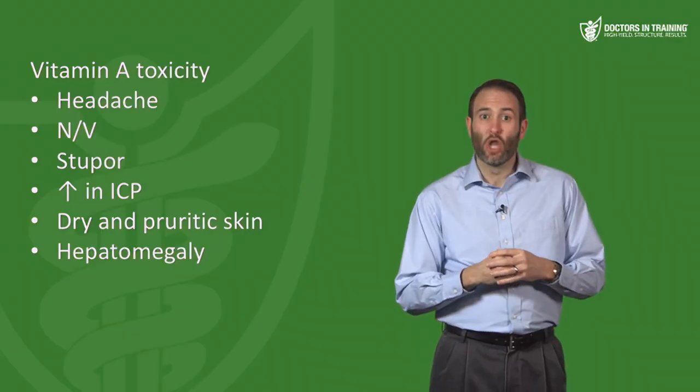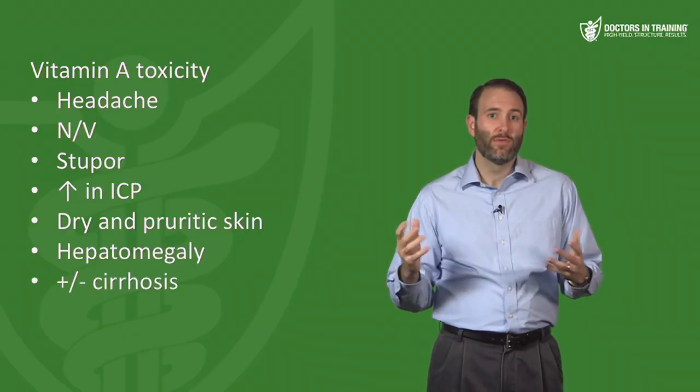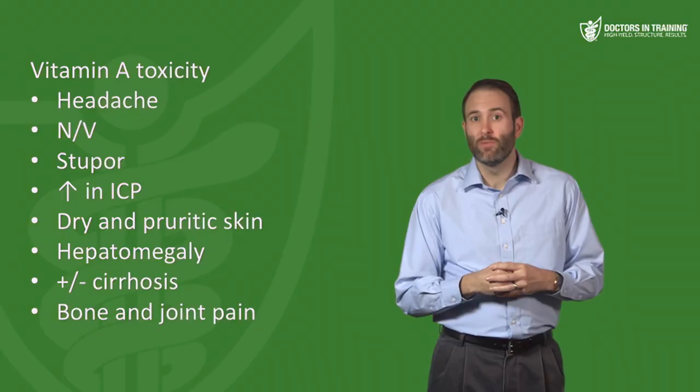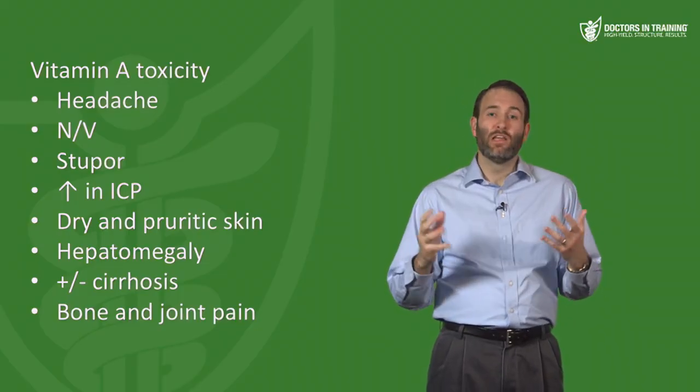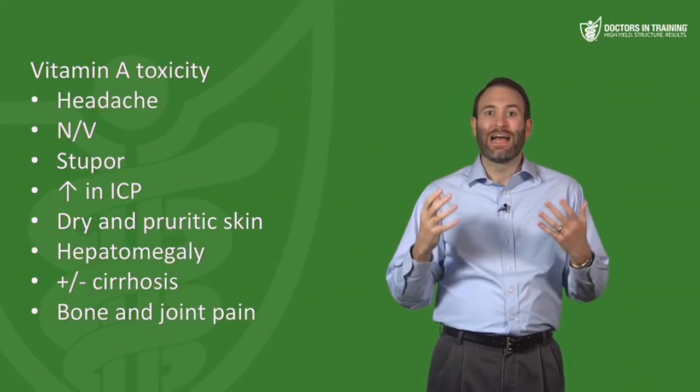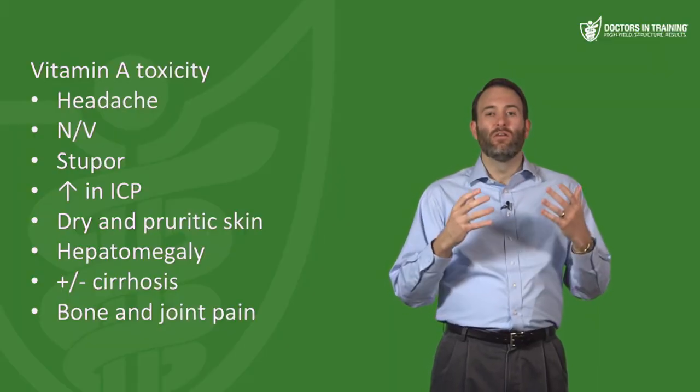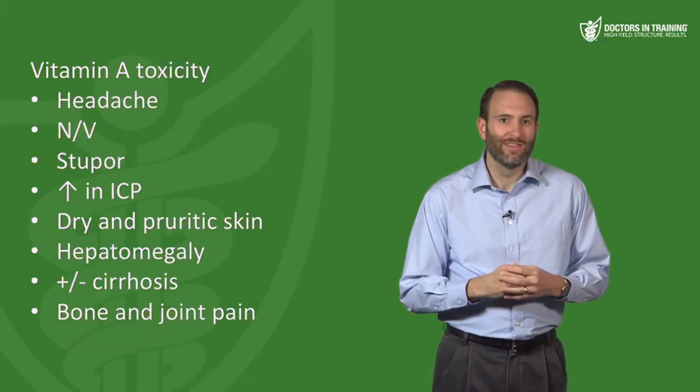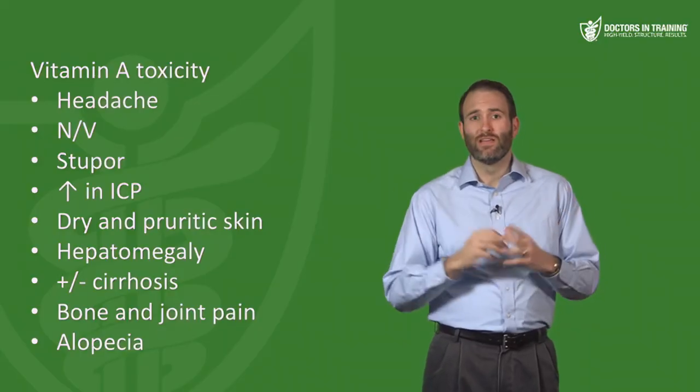The liver can become enlarged and possibly cirrhotic with too much vitamin A, and then you can get bone and joint pain. So anyone that's on something like an oral vitamin A like isotretinoin, you actually have to be real careful in monitoring a lot of these symptoms. And alopecia is also one last thing that you need to look for.